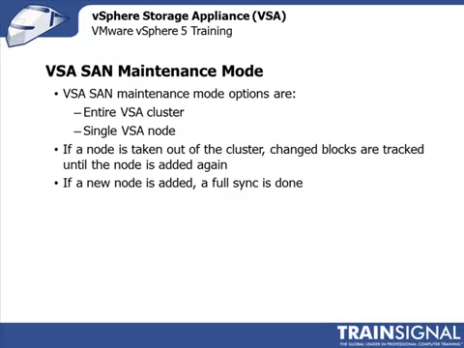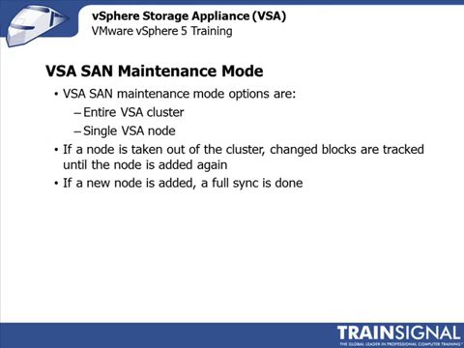One of the features of VSA is called SAN maintenance mode. So I think of SAN maintenance mode being like putting an ESXi host in maintenance mode where it can automatically evacuate off the virtual machines. With VSA SAN maintenance mode, you can put either an entire VSA cluster into maintenance mode or a single VSA node. So if a node is taken out of the cluster, think of that as a physical ESXi server, maybe you need to take it down for maintenance, those change blocks are tracked until the node is added again.